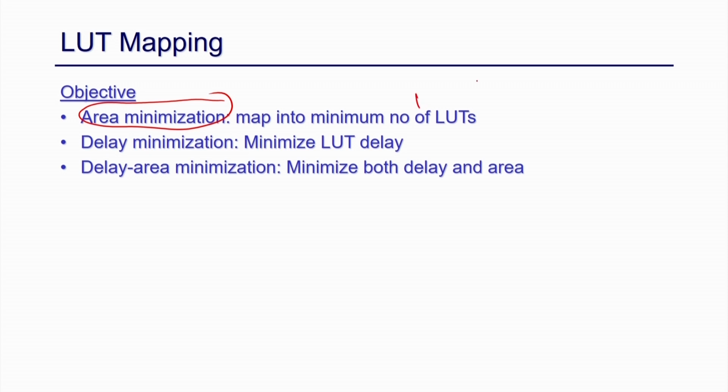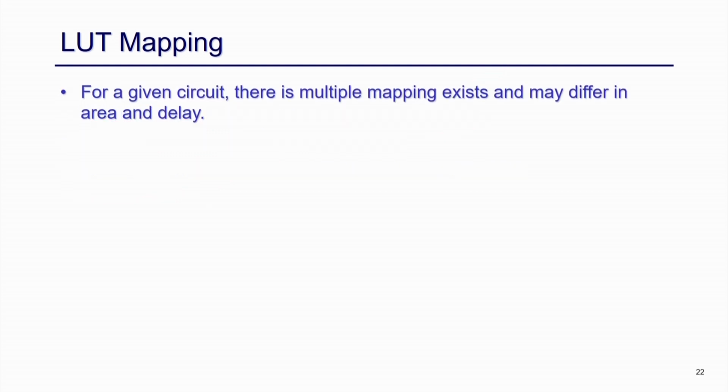Maybe that means you try to implement the whole thing using the minimum number of LUTs, or you try to minimize the delay, so the total LUT delay is minimum, or you have both. You try to optimize area as well as delay. So, your objective can be different. This is something very important, and this is in general an NP-hard problem. So, usually in all synthesis tools you apply some kind of heuristic just to get a good mapping.